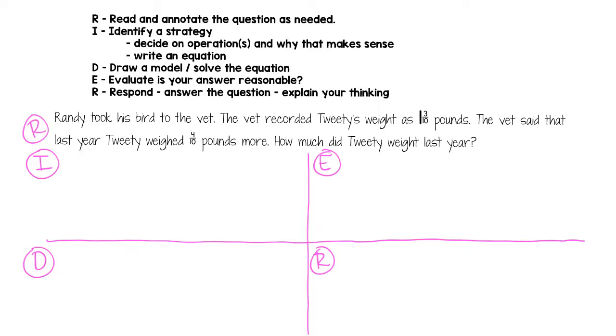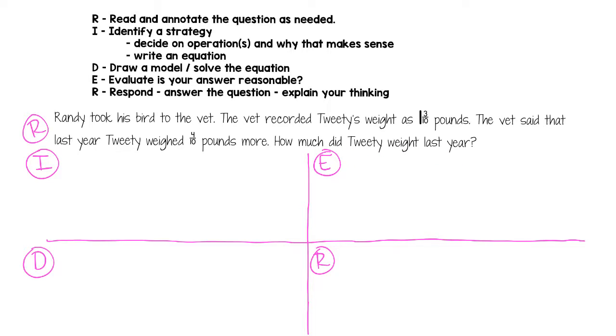All right. R. Read and annotate the question as needed. Randy took his bird to the vet. The vet recorded Tweety's weight as 1 3/10 pounds. Tweety is the name of the bird, his bird. The vet said that last year Tweety weighed 4/10 pounds more. How much did Tweety weigh last year?